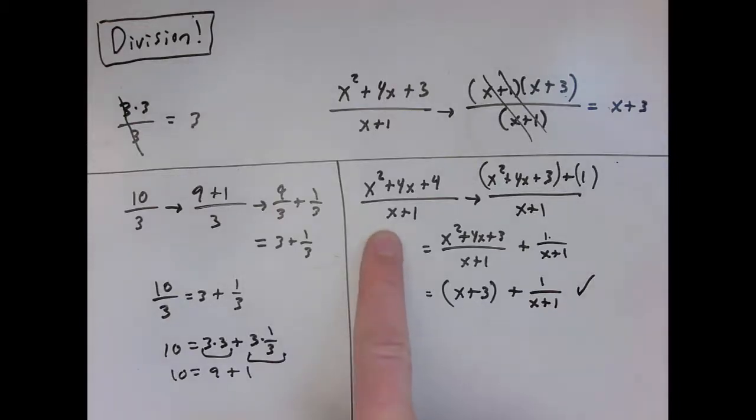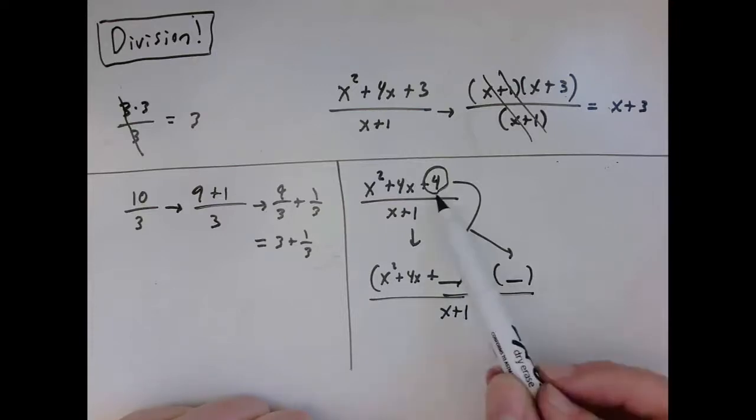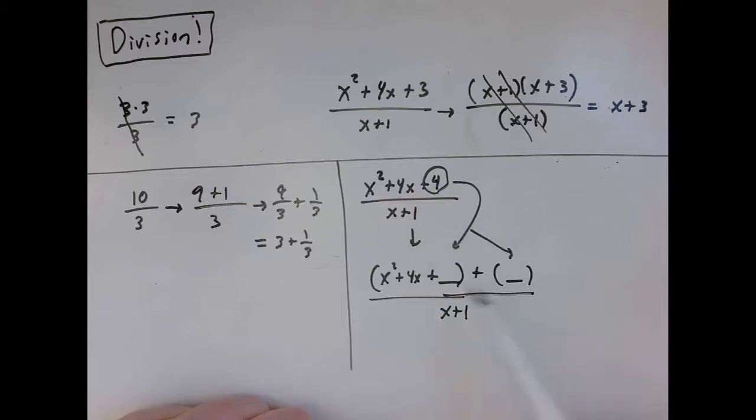It's sort of like completing the square almost. What I need to do is break the polynomial into two parts. One part is going to have x plus 1 as a factor, and the other part is whatever it needs to be so that the numerator is the same as it was before. So I took my 4 last time and I split it into 3 and 1 because that's what would allow me to have one piece that has x plus 1 as a factor.